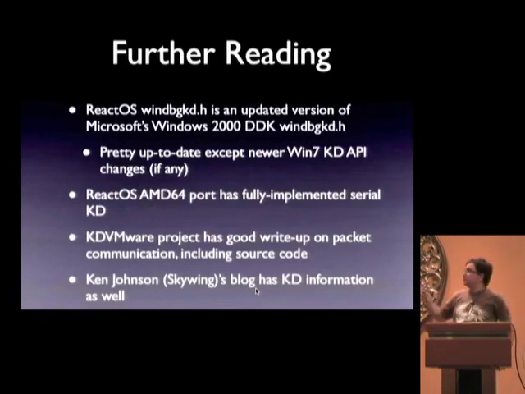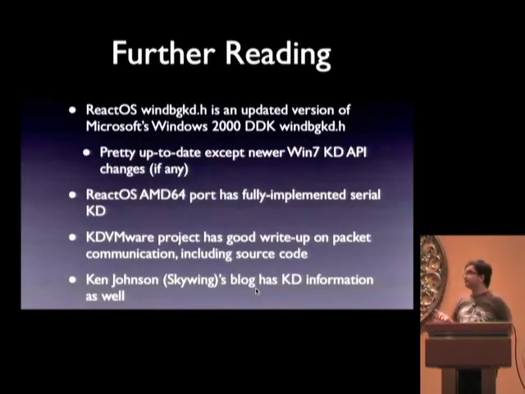So if you get the Windows 2000 DDK or ReactOS, which you can easily get on the internet, windbgkd.h has all the definitions up to Vista: all the KD packet types, the command modes, the APIs that can be used, and they're pretty well documented. I don't know if there are any new Win7 commands. It doesn't have those because those haven't shown up publicly anywhere. The AMD64, the 64-bit port of ReactOS, has an actually fully implemented KD stub. So it actually has the KD DLL, a compatible one with what Microsoft uses.